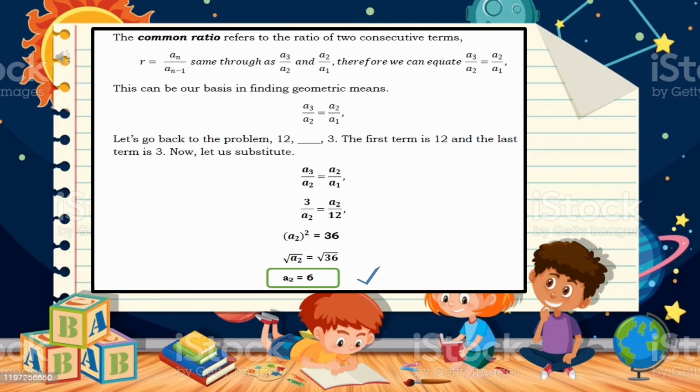So let's go back to the problem 12 and 3. The first term is 12 and the last term is 3. Now let us substitute the value. Your a sub 3, or the third term in the sequence, is 3. Your a sub 2 is unknown, so let's not put any number on a sub 2. Your a sub 1 is 12, or the first term in the sequence. Now let us cross multiply. 3 times 12 is 36. a sub 2 times a sub 2, that is a sub 2 squared, equals 36. Take the square root: the answer is, your a sub 2 is 6.